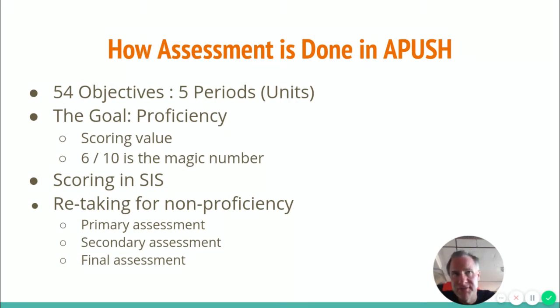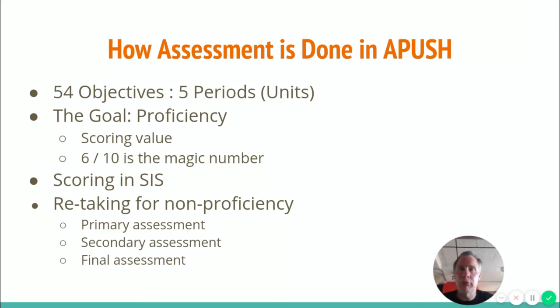And all of our objectives are 10 points. So for us, the proficiency magic number is 6. If you score 6 out of 10, that means we have deemed that you know enough information about that objective to be able to use it and you can move on. If you score below the magic number, that means 5 or below, that is when you'll have the opportunity to retake that assessment to see if you can do better.